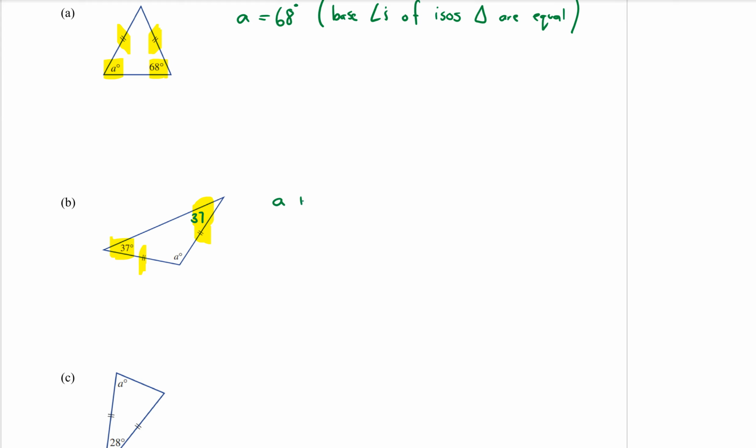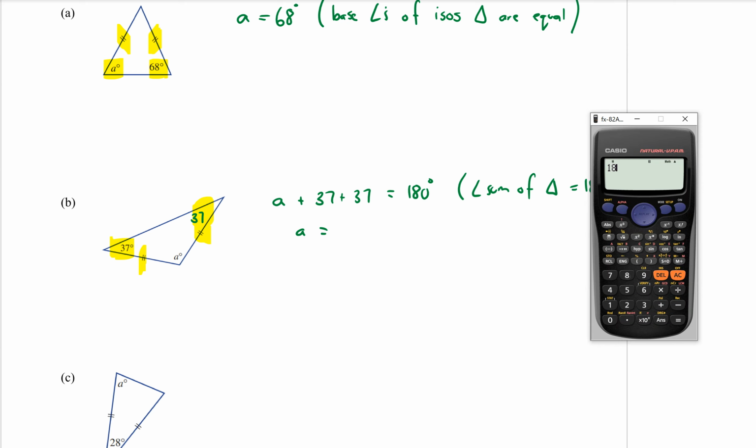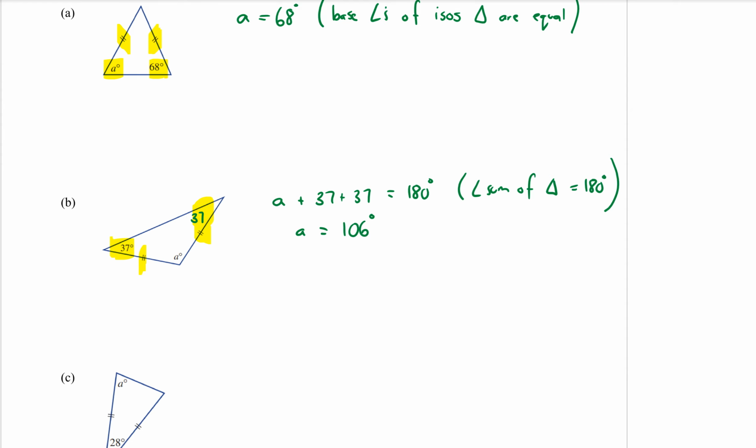A plus those two other angles, 37 plus 37, is equal to 180 degrees. Okay, now I've used all of those angles making 180, which is angle sum of a triangle is equal to 180 degrees. That's our reason. To find the A, we start with our 180 and we subtract off 37 and we subtract off another 37, giving us 106 degrees.